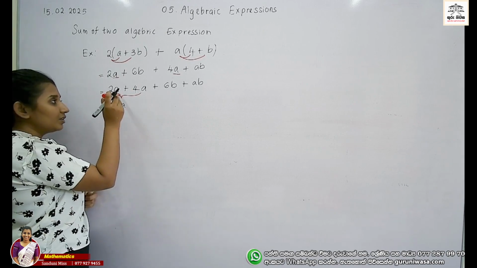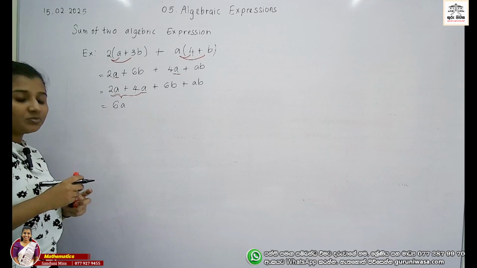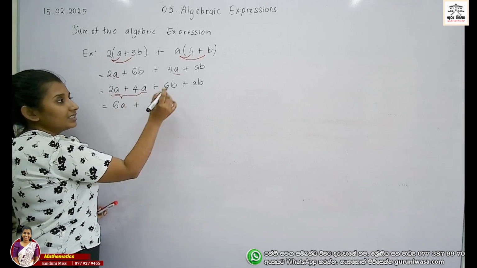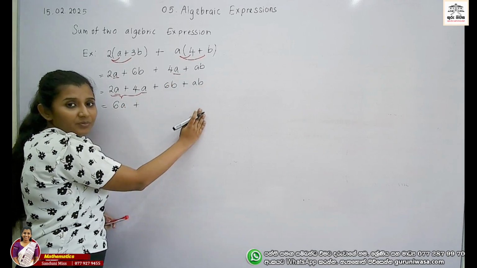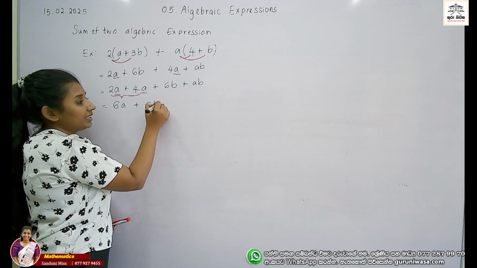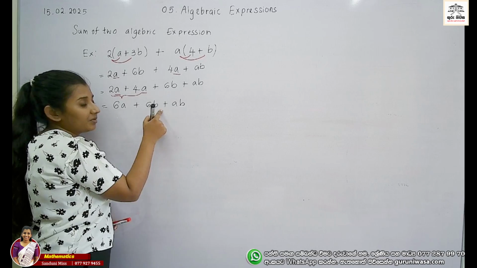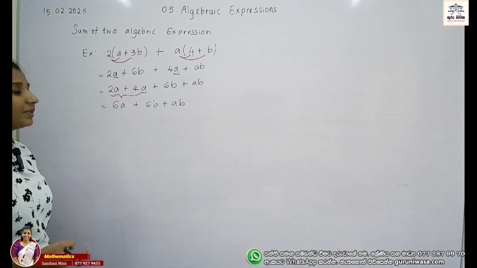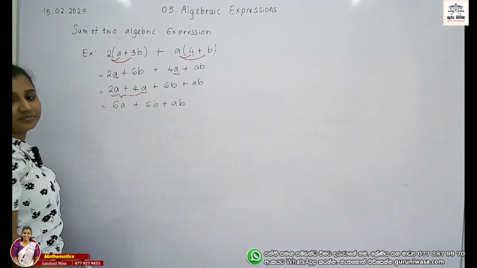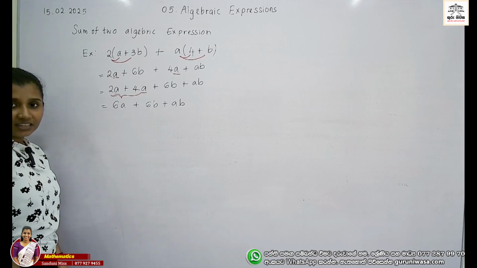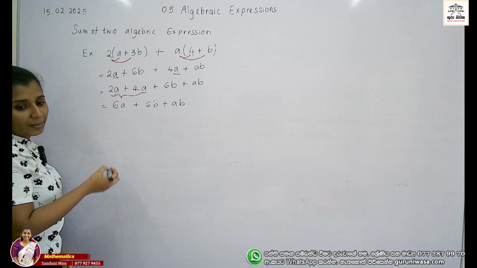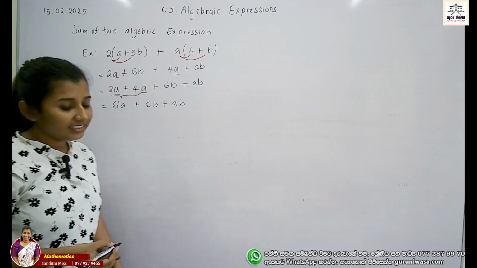If you have like terms, you can add them. Plus now here 6b, but here ab. 6b plus ab also can be added as 6 plus a in brackets b, but we'll keep it like this. Can you understand? Any doubt? Right, we'll see the next one.